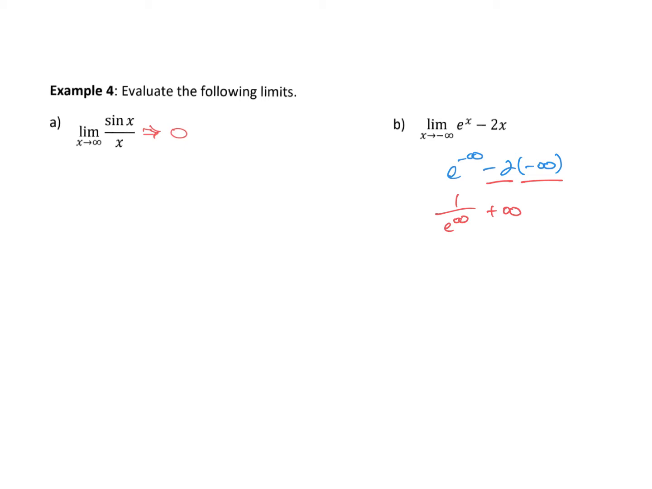So then what is 1 over e to the infinity? A number over really big. So what does that go to? That goes to 0. So then I have 0 plus infinity, and we're going to call that infinity.